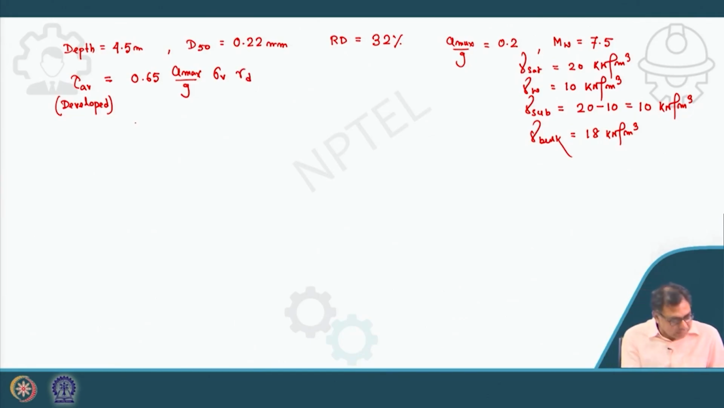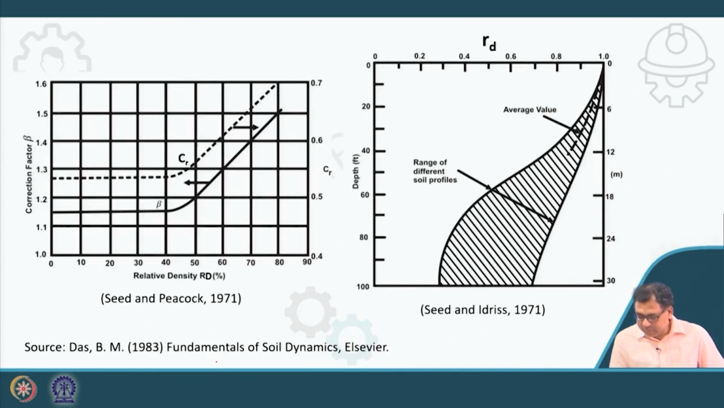So first I will calculate the sigma V, or I can put the value here. So first, what is the RD value? I will use this table, this chart. What is the RD value? It is 4 meter, and this is your 6 meter. So RD will be around here.